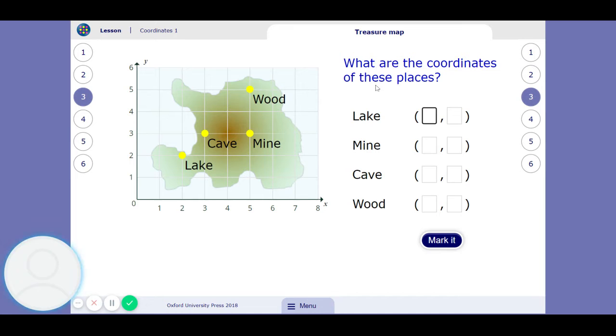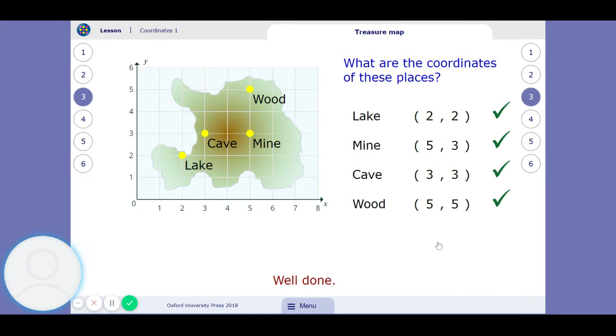Right, so now we've got to come up with the coordinates of these places. So the lake, the mine, the cave, and the wood. So it's just how far across and how far up. So 2, 2. The mine is 5 across and 3 up. The cave is 3 across and 3 up. And the wood is 5 across and 5 up. So got all those right, great.